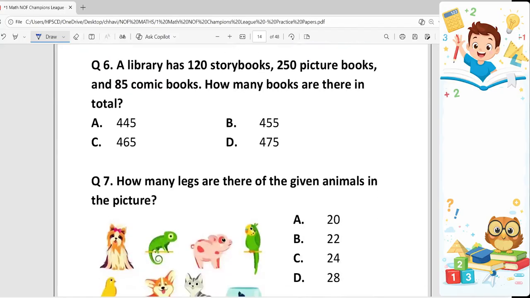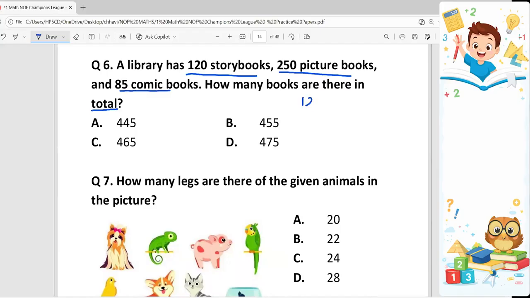Sixth question. A library has 120 story books, 250 picture books, and 85 comic books. How many books are there in total? Now we have been asked the total. Total means you have to add all three of them.